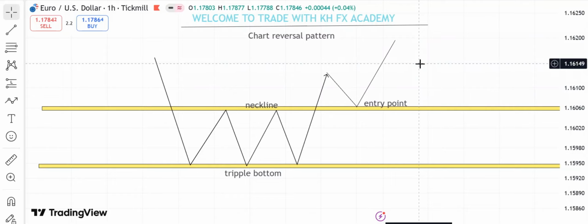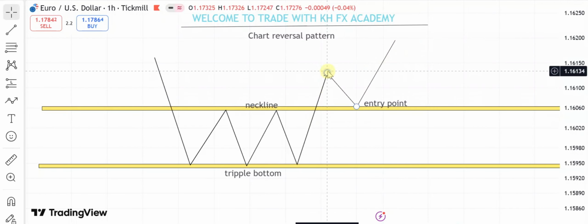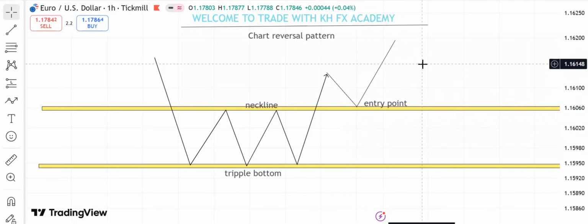An important thing you should know, which I keep telling you guys: never enter early. Always wait for a breakout, pullback, confirmation before you enter. And always combine it with support and resistance, trend line. I'm going to make a video about trend line as well, candlestick pattern, and market structure.